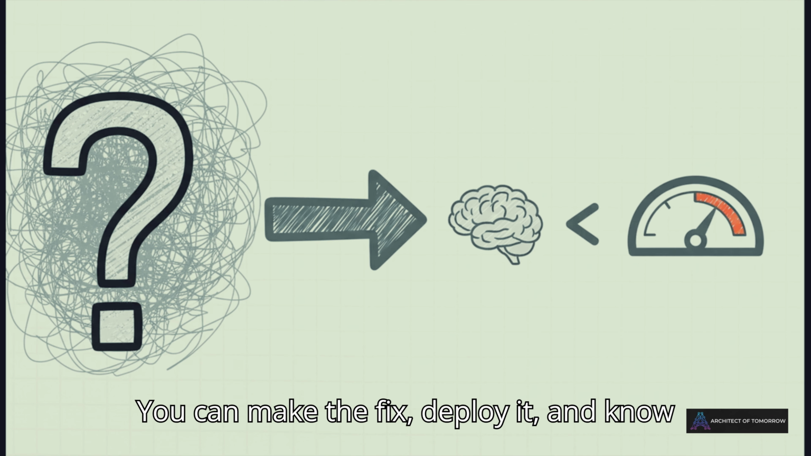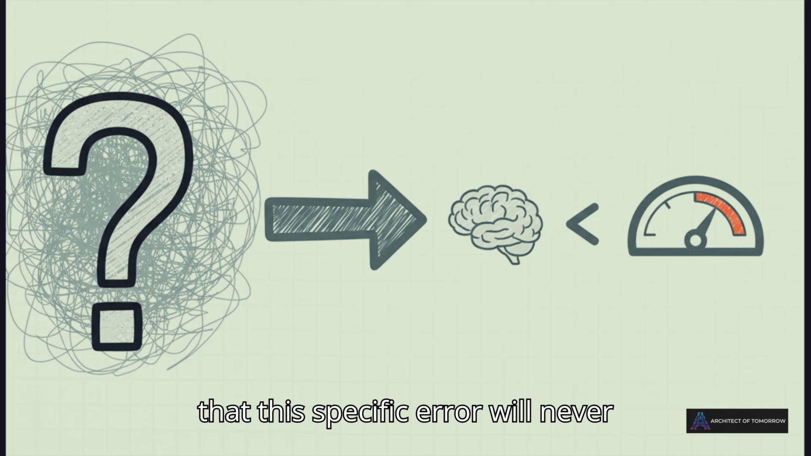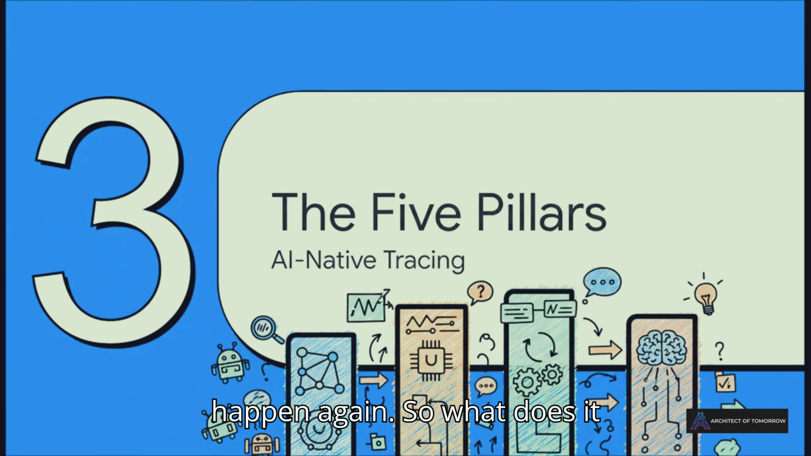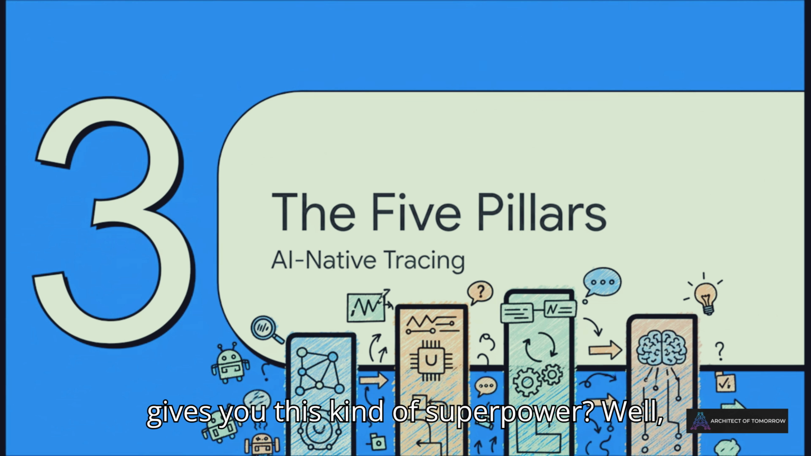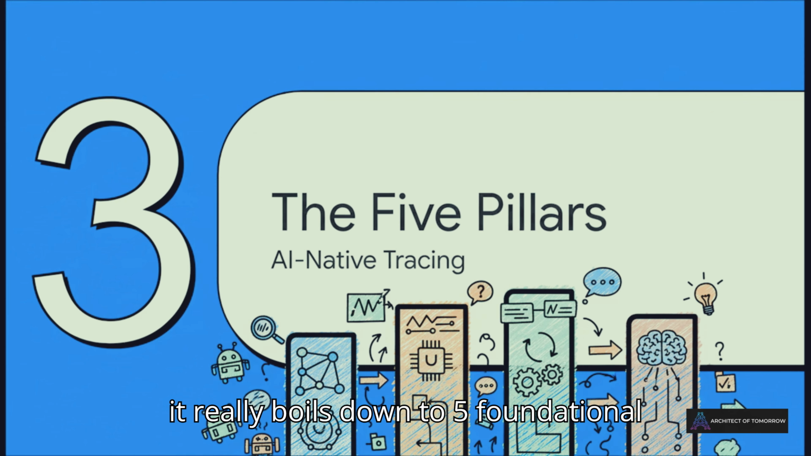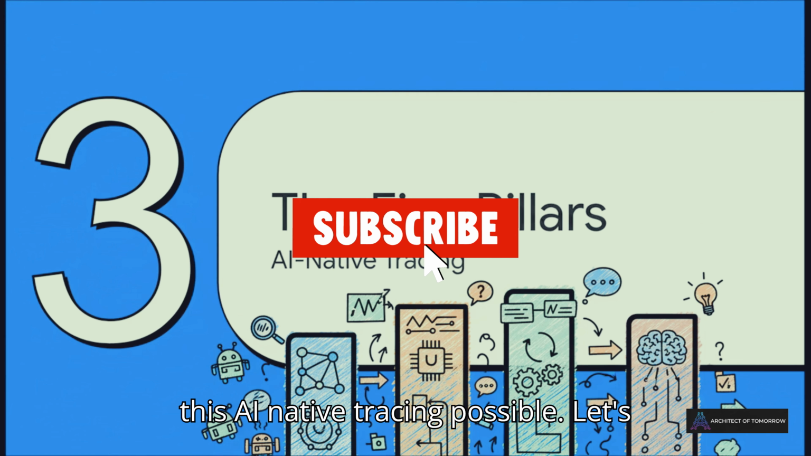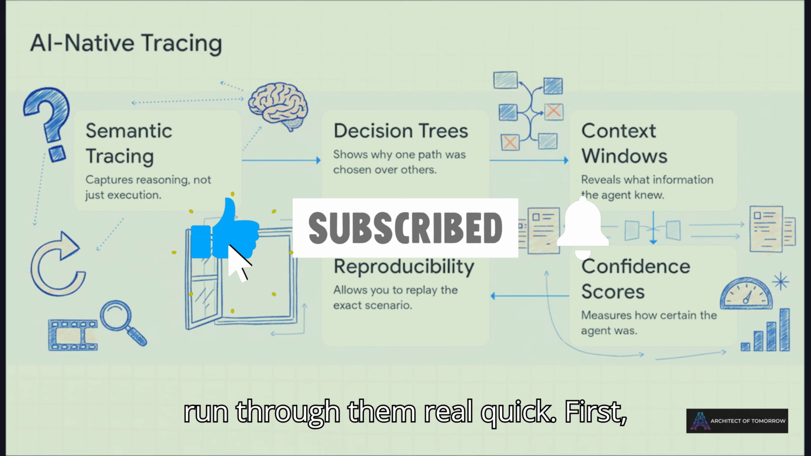You can make the fix, deploy it, and know that this specific error will never happen again. So what does it actually take to build a system that gives you this kind of superpower? Well, it really boils down to 5 foundational pillars, 5 key ideas that make all of this AI native tracing possible. Let's run through them real quick.